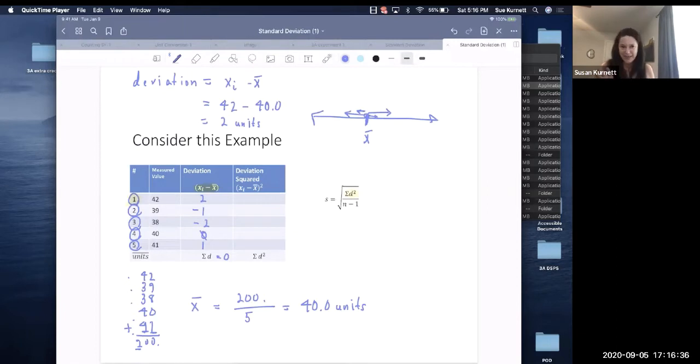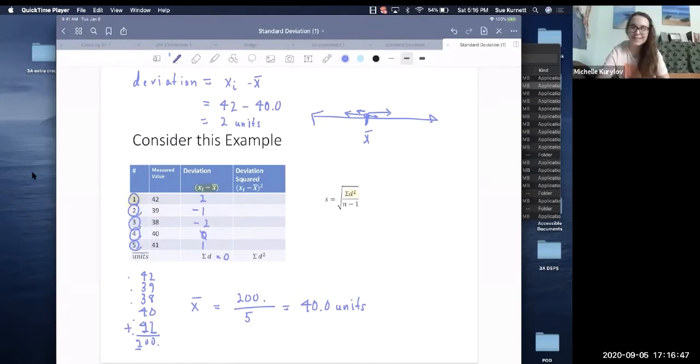And I have no idea if that makes sense to you. It's really hard not having you in front of me, because normally I have students nodding or their eyebrows are like this, and then I know there's a question. Wait, Sue, can I ask a question?